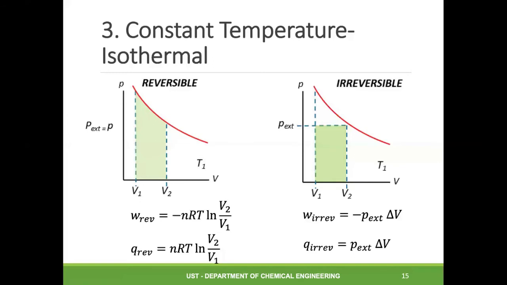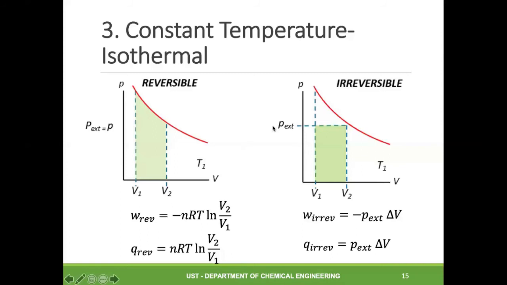So work reversible is equal to negative nRT ln V2 over V1. So we described this in the previous lecture. And Q reversible is equal to negative of work. So Q reversible becomes positive nRT ln V2 over V1. And this is how this is represented in the PV diagram. So this is equal to the area under the curve for reversible isothermal expansion.